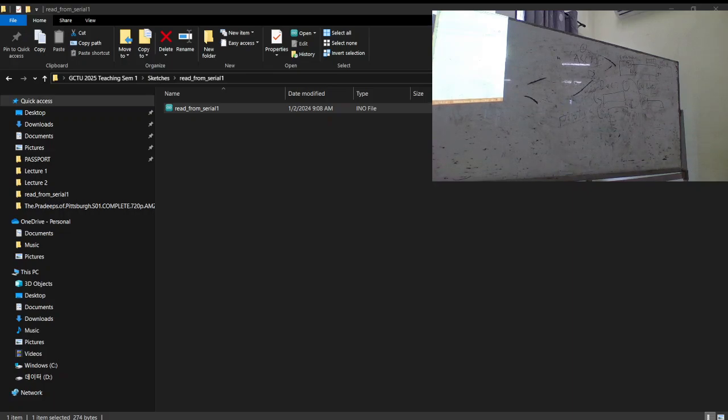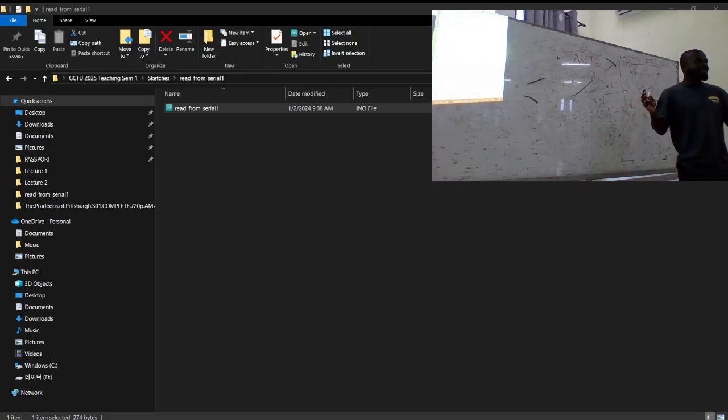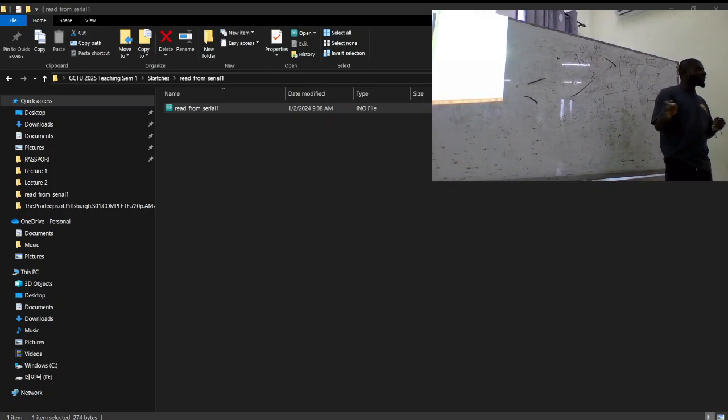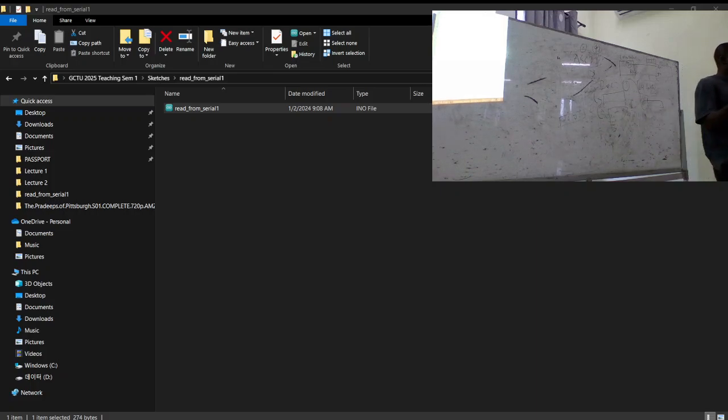You guys know what ASCII values are, right? So the ASCII value of 1 is 49. It's as simple as that. So it's printing ASCII values. Now, what does the 13 mean and what does the 10 mean?